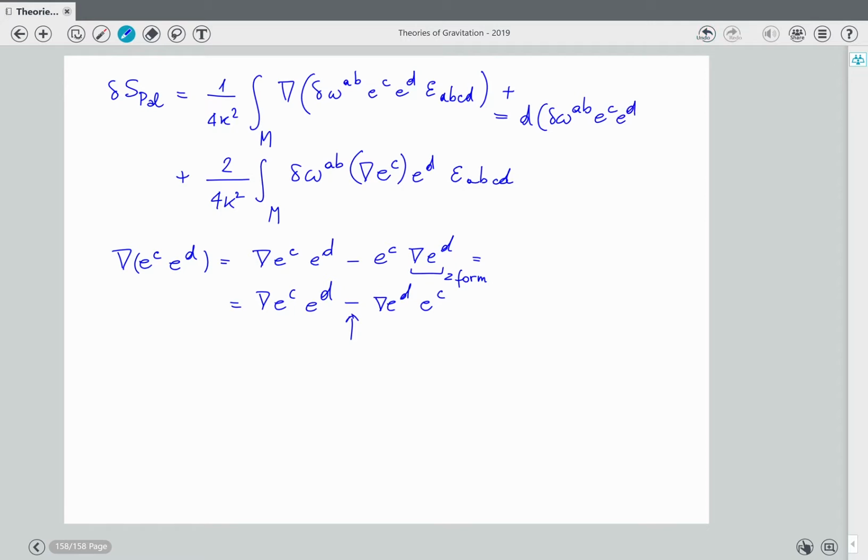It's the covariant derivative of a scalar. Everything is contracted. From the point of view of flat space indices, nothing remains. And so we have the integral of a total derivative, which by Stokes' theorem, remember, the integral on M of d of something is equal to the integral on the boundary of M of that something.